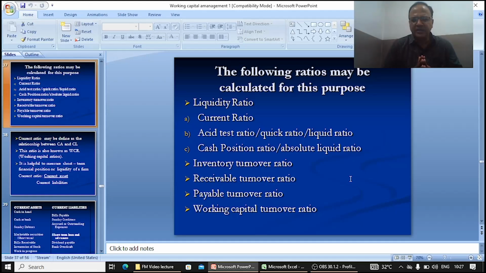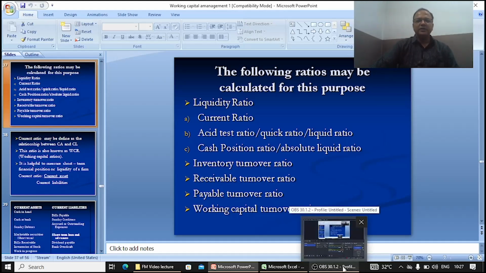So here the topic of working capital is complete. In the next session we will talk about inventory management, cash management and receivables.